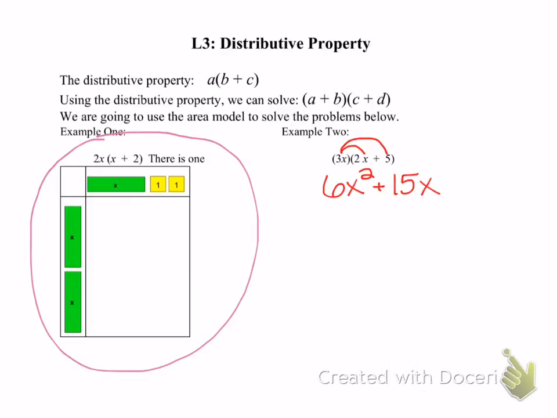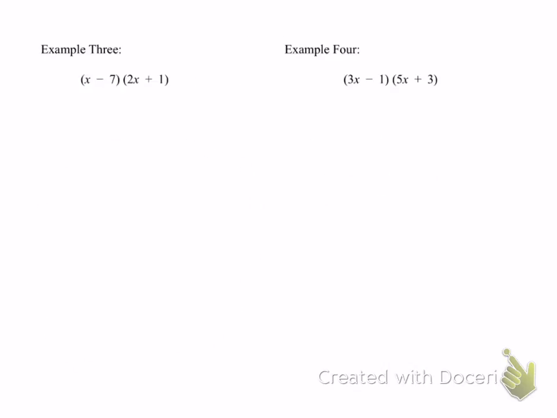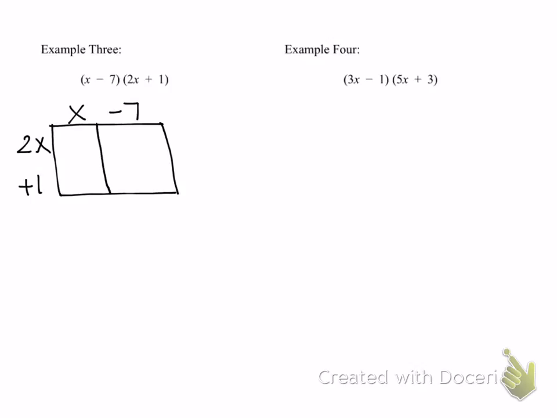For example 3 and example 4, it gets a little bit more challenging, so we're going to create a little box that'll make it easier. So if we want to multiply this stuff, we're going to set it up where we have x minus 7 and then 2x plus 1. So once I have that set up, I can create this sort of box that helps me step by step on what I need to multiply by what. So here's this box that I created.